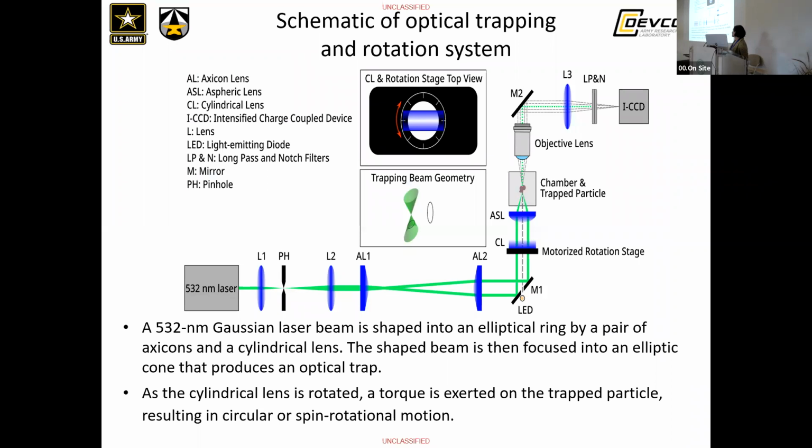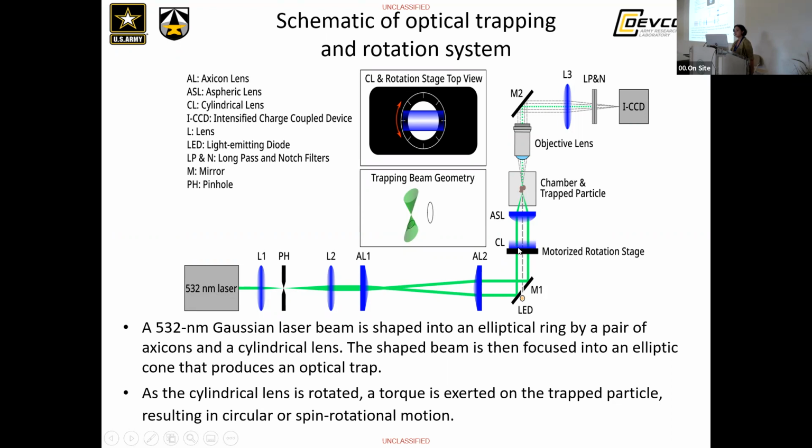Okay. This is a schematic of our trapping setup. So we are using a visible laser beam at 532 nanometers. We put it through some optics to clean up the beam and focus it. And then we put it through 2 axicons. And what that does is it generates a hollow beam. And then a mirror reflects that beam up through a cylindrical lens and then up through an aspheric lens. The aspheric lens takes the circular beam and focuses it into a cone, as you can see here. And then this is just a cross section of that cone.